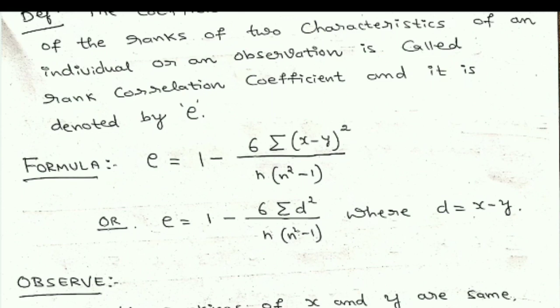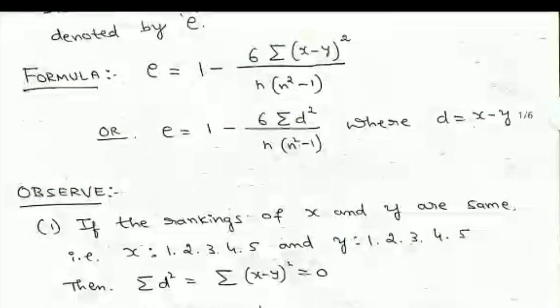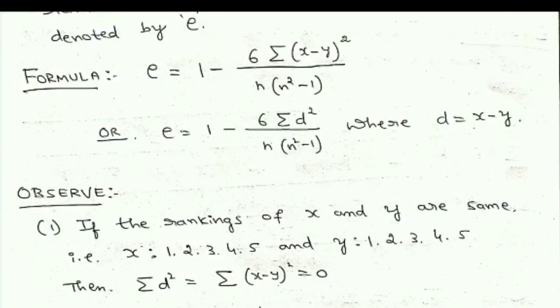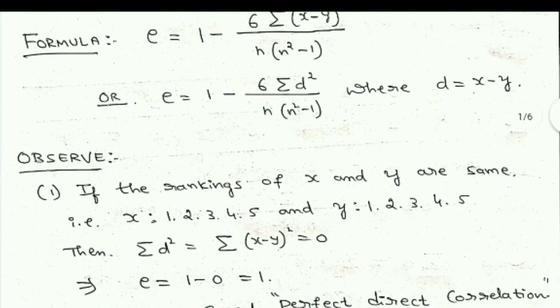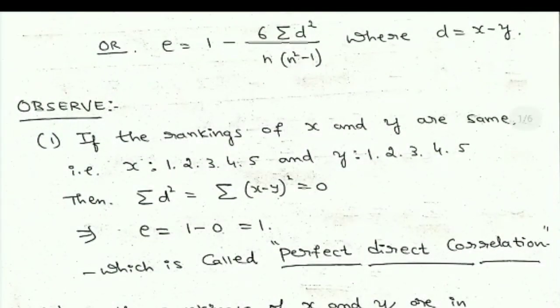Now just observe this formula. If the rankings of the two variables x and y are the same, say x ranking is 1, 2, 3, 4, 5 and y ranking is also 1, 2, 3, 4, 5, then what about d? d is x minus y, right? 1 minus 1 is 0, 2 minus 2 is 0. When you take the square also, the answer is 0. So the second term entirely becomes 0. Therefore the value of rho is 1. In that case, we say that they are perfectly directly correlated to each other.